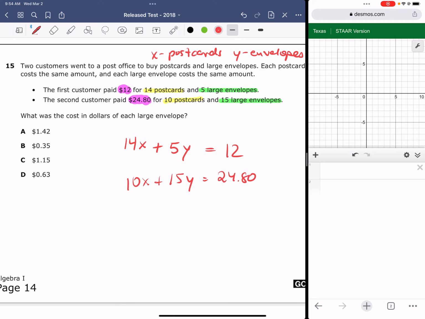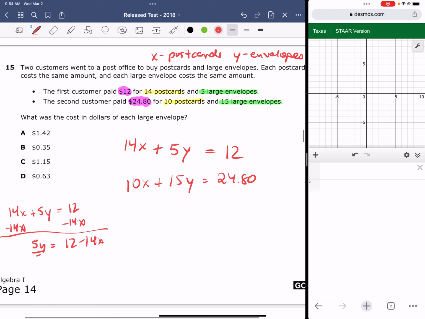The easiest way to do this is probably the elimination method, but if you don't remember the elimination method, you can solve both equations for Y and graph in order to get the solution. For our first equation, 14x plus 5y is equal to 12. We want to solve for y. That means we're going to subtract 14x on both sides, which will leave us with 5y is equal to 12 minus 14x. Then, to get y by itself, we will divide both sides by 5 so that we get y equals 12 minus 14x, all divided by 5.